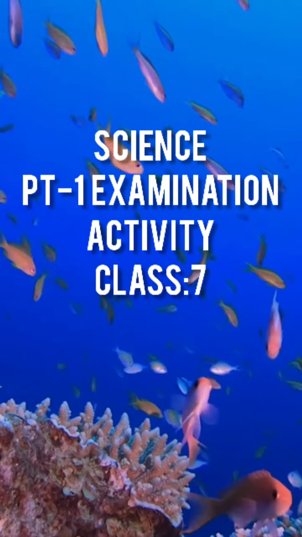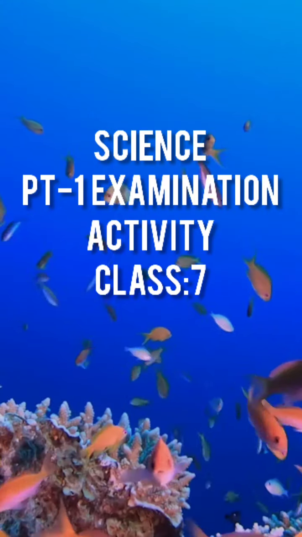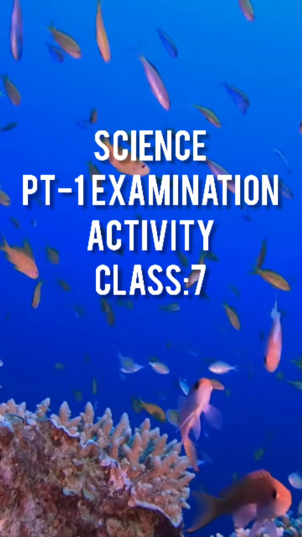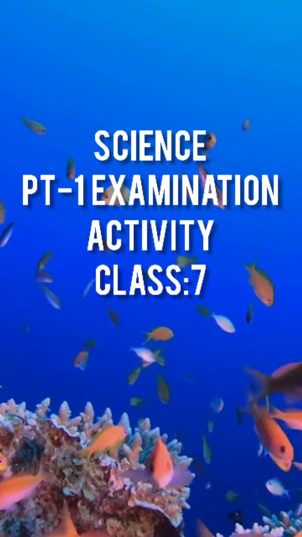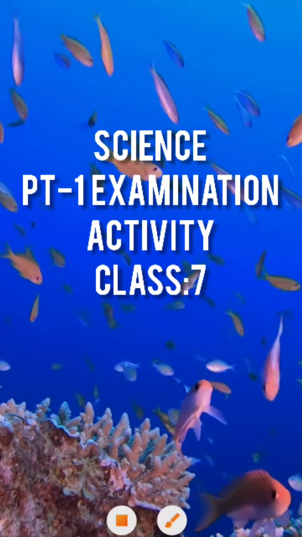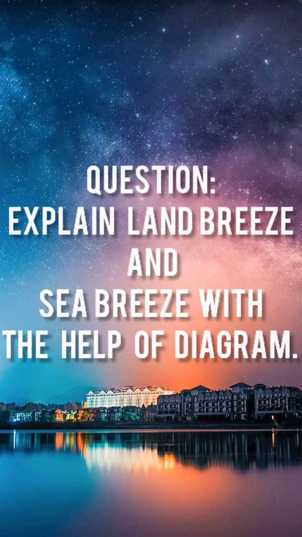In that, what you have to do? You have to answer the question of the given topic. Now let's see what is the question and what things you require for this activity. In this activity, the question is: explain land breeze and sea breeze with the help of diagram. This is the activity question.